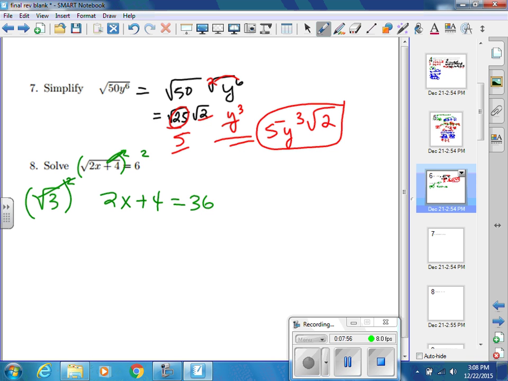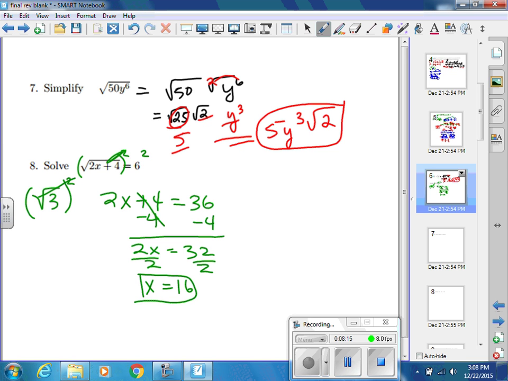Now I just go about solving this like a normal solve for x problem. So minus my 4, 2x is equal to 32. Divide by 2, and I get x is equal to 16. Okay? Every time you do these, you always want to check your answer. You always want to check and make sure that this works. Don't ever think, oh, I'm done, I can move on. Please go back and check.